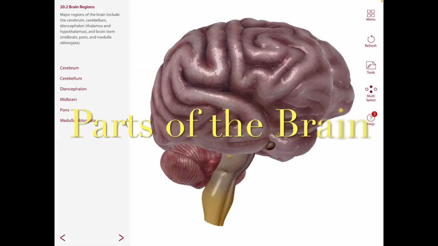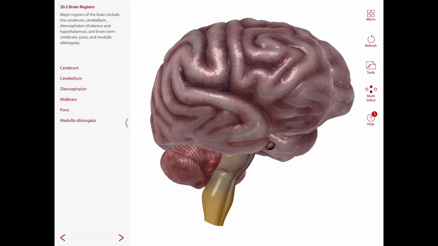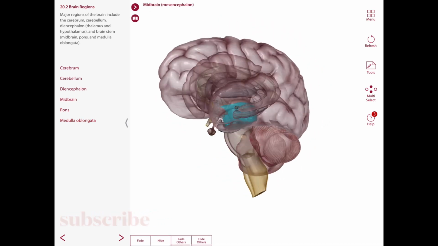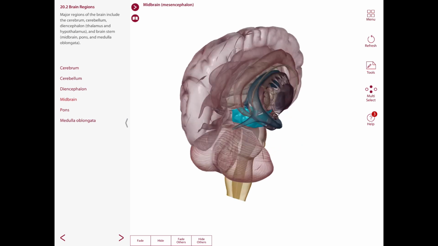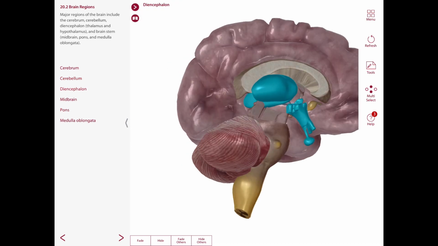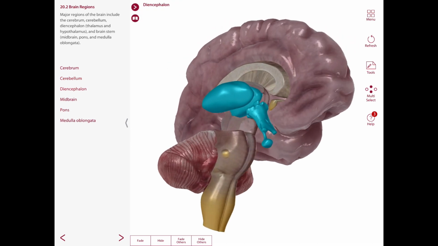The parts of the brain include the brainstem, where we have the medulla oblongata, the pons, and the midbrain. We also have the cerebellum, the diencephalon, which is the main area for components such as the thalamus and the hypothalamus, and the telencephalon, where we have the cerebral hemispheres.